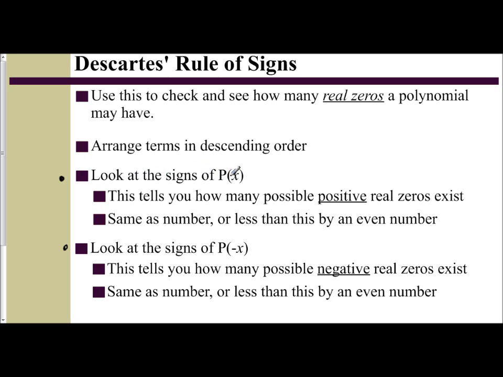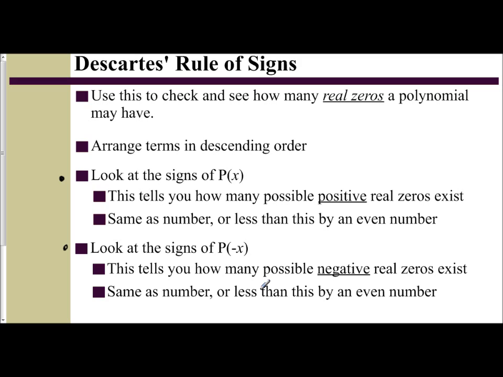Look at the signs of p of x. So if you just look at the function as is, the number of sign changes tells you the number of possible positive real zeros that may exist. It's either that number or less than this by an even number. When you plug in a negative x and simplify, the number of sign changes tells you the possible number of negative real zeros, by that number or less than that by an even value. And so that's just the gist of Descartes' Rule of Signs.